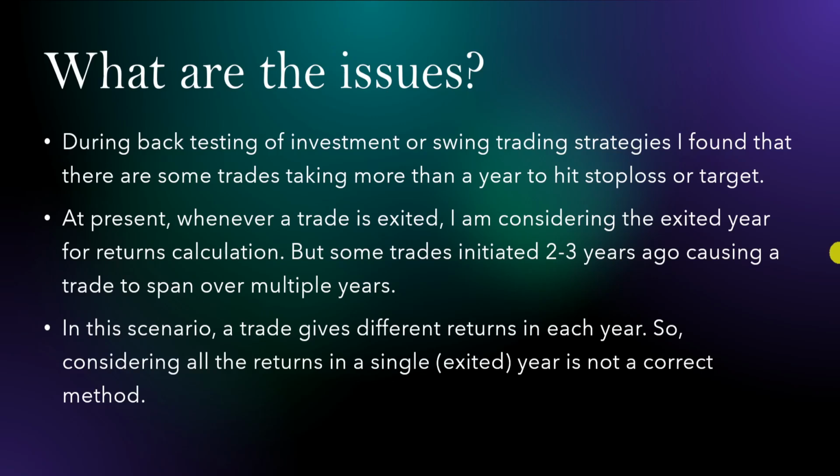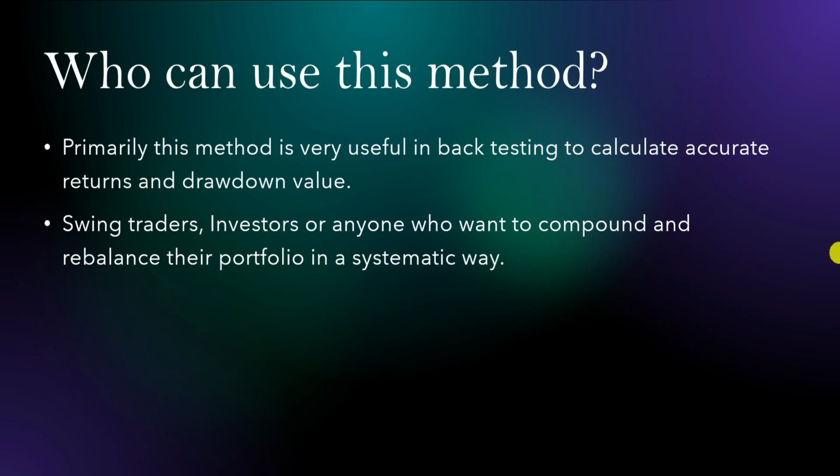To fix that issue, I have come up with an approach and I have coded the same thing in my backtesting project. Who can use this method? Primarily this is very useful in backtesting to calculate accurate returns and accurate drawdown value. Other than backtesting, any swing traders or investors, or anyone who wants to compound their portfolio and also rebalance their portfolio in a systematic way, can find this method useful.